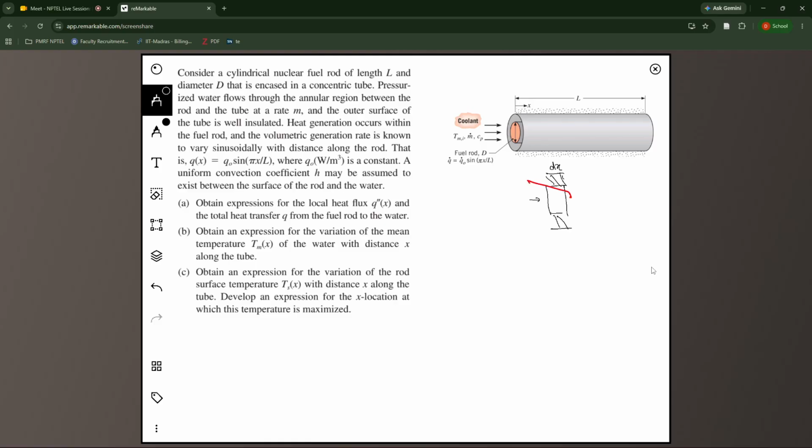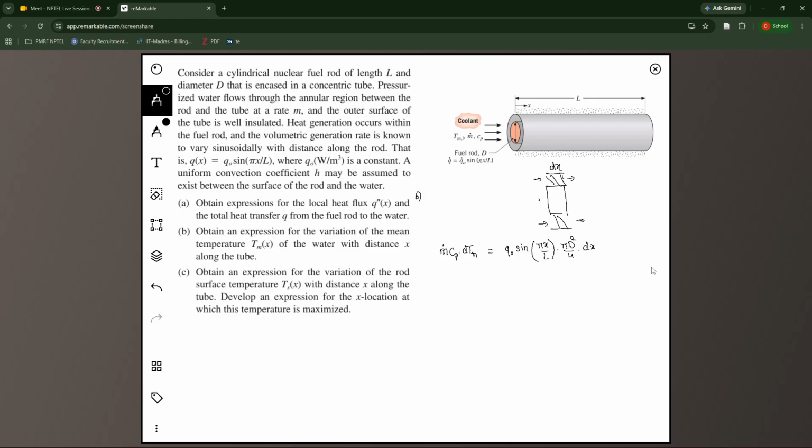Now some water is coming here and leaving from the other side. So what we know is the mass flow rate of the water is m dot, times Cp times the differential change that we're having, dTm. This is the net heat that is absorbed by the water. This should be equal to the net heat that is rejected from the fuel rod, which is Q naught times, this is the net heat generated in the differential volume, which is pi d square by 4 times the length of that small element, which is dx.